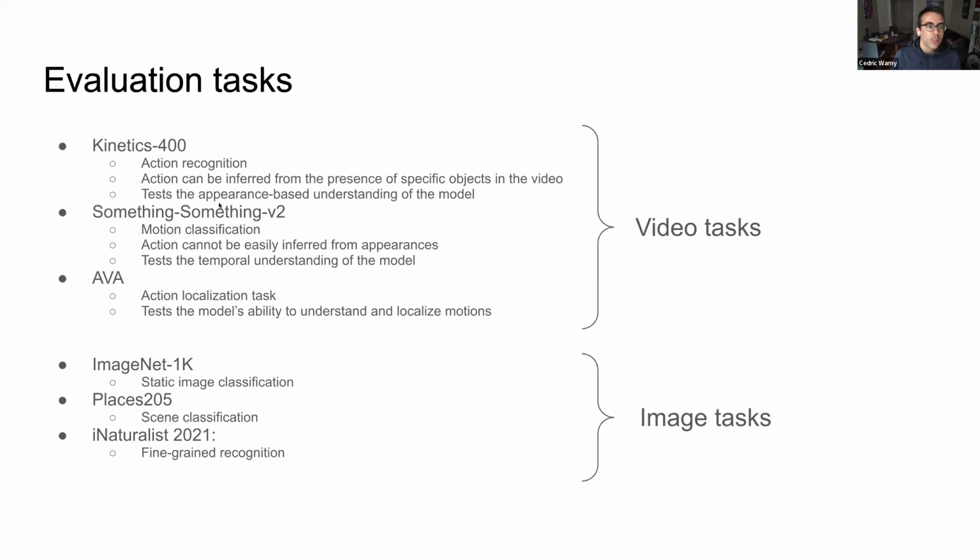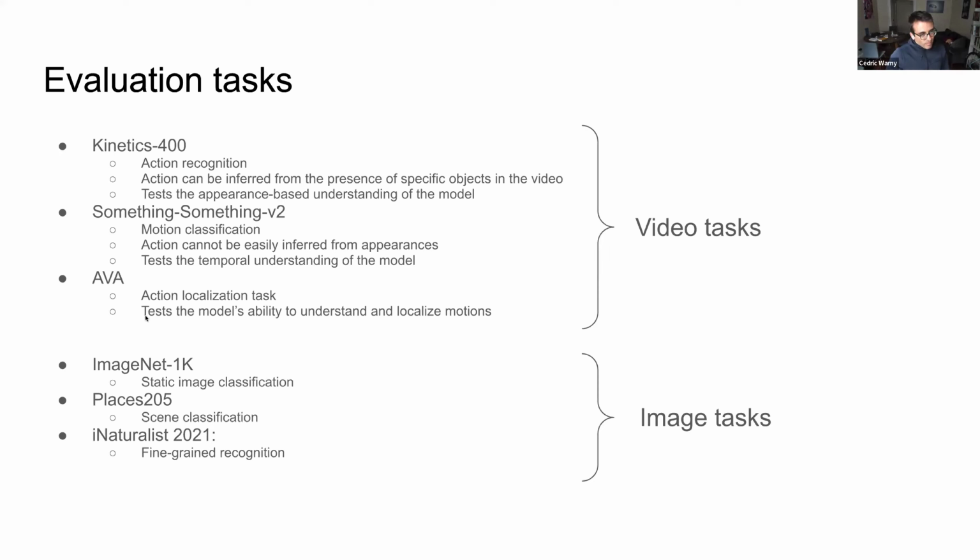Something V2 is a motion classification dataset, but in this case, the actions are not easily inferred from the appearances of specific objects in the video. So it tests more the temporal understanding of the model as opposed to the appearance-based understanding of the model. AVA is an action localization task. To be honest, I don't really know what that means. I assume it means in a video to figure out where some specific action is happening.